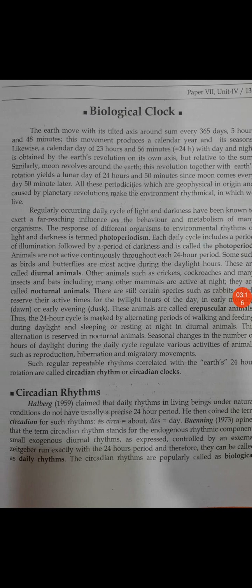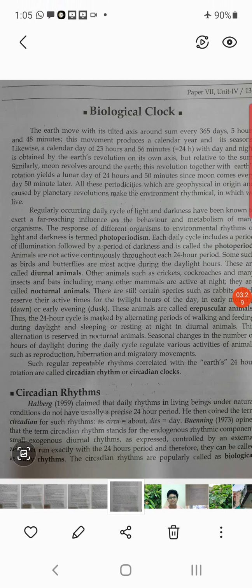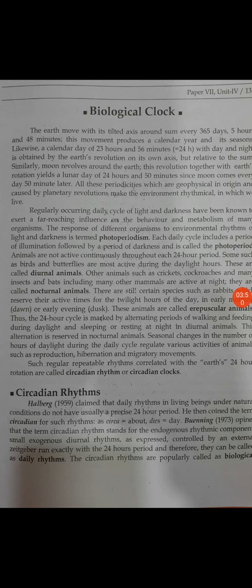Now, besides this, there are still certain species such as rabbits which reserve their active times for twilight hours of the day, in early morning or early evening. These animals are called crepuscular animals. So this 24-hour cycle is marked by alternating periods of walking and feeding during daylight and sleeping and resting at night in diurnal animals. So this is all about the introduction about the biological clock.